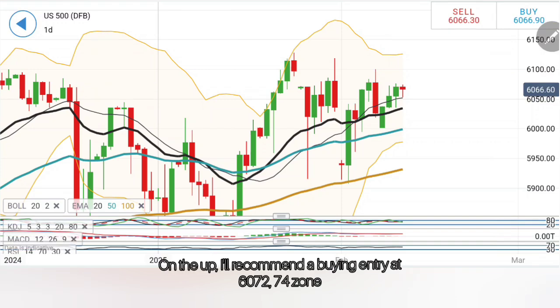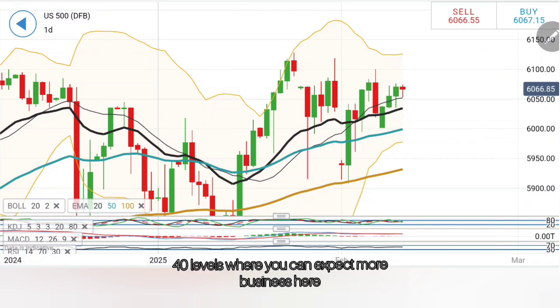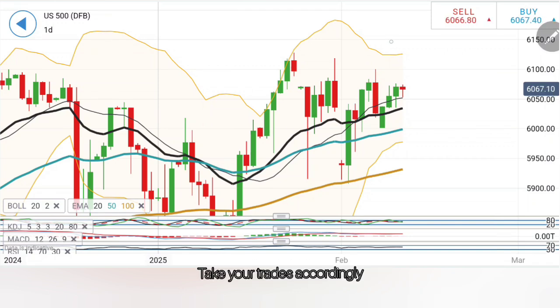I'll recommend a buying entry at 6072, 74 zone. Expect 6080, 6085. If these two levels are taken, that is 6080, 85, stay bullish for 6100, 6120 levels. Though in my opinion, chances appear to be less, and thus focus on the downside where you can just take a selling entry and wait for it to just trade below 6040 levels, where you can expect more bearishness here. Take your trades accordingly. Let's move to Nasdaq.